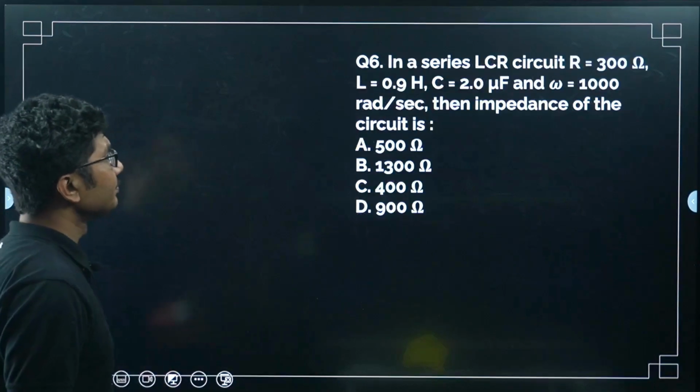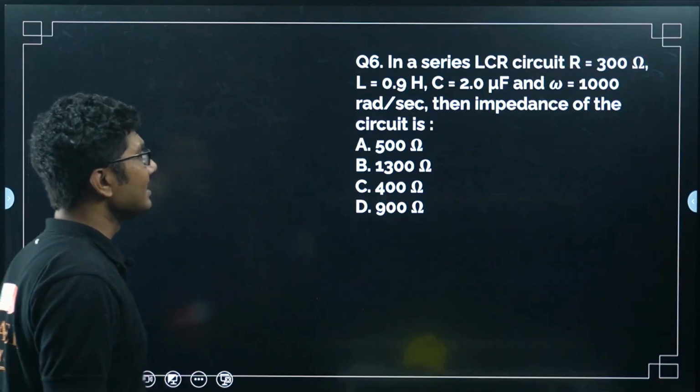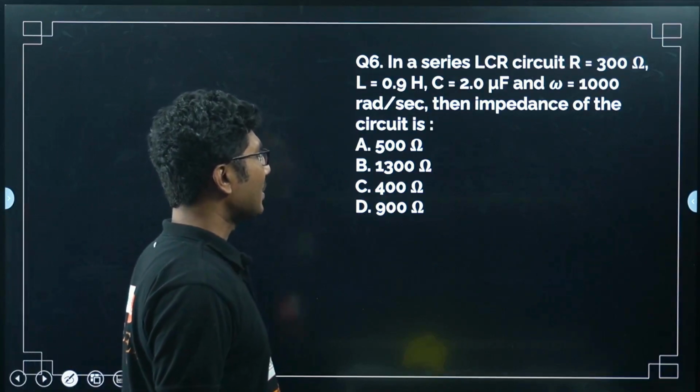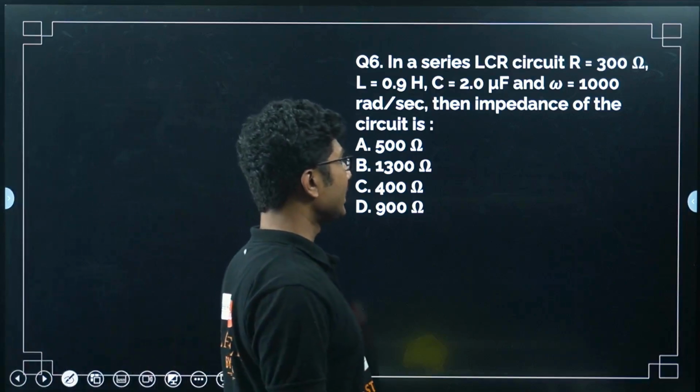Now let's move on. In a series LCR circuit, R is 300 ohms, L is 0.9 henry, capacitance is 0.2 microfarad, and omega is equal to 1000 radian per second.